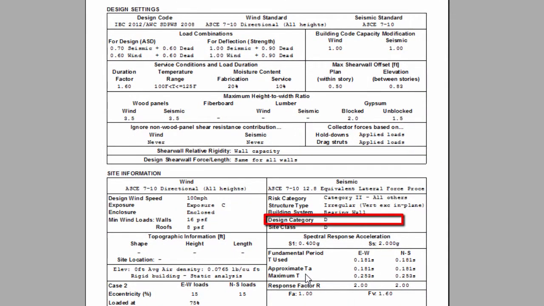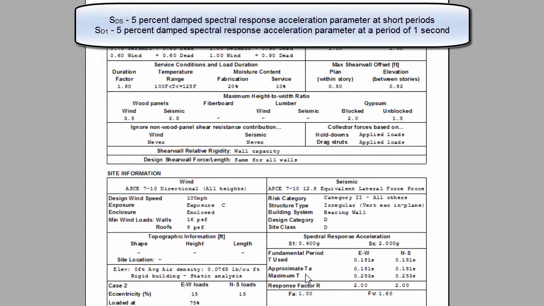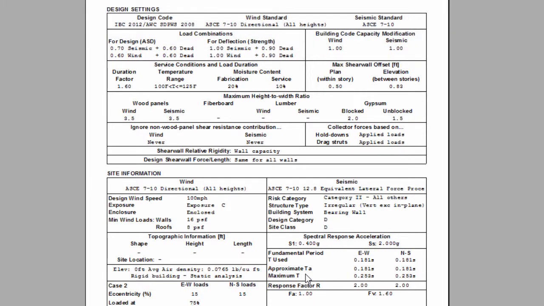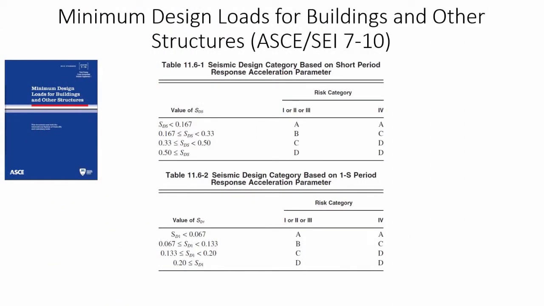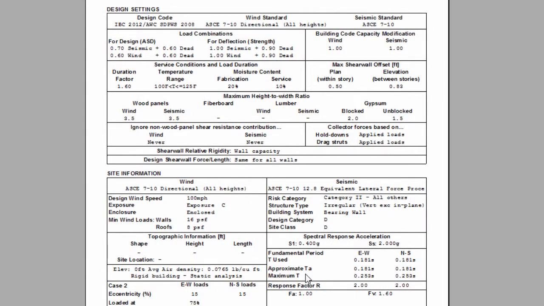The design category, also known as the seismic design category, presented here in the results, is dependent upon the risk category of the building, site class, as well as the short and 1 second period response acceleration parameters with respect to the following tables from ASCE 7. The risk category is based on the use and occupancy of the building or the structure determined in the following table in ASCE 7.